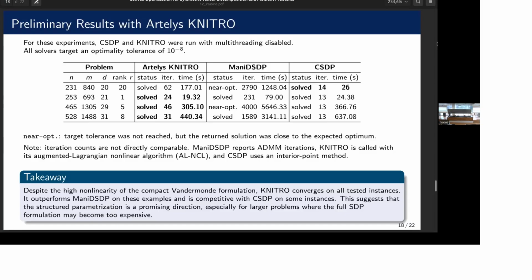Currently, we are trying to study whether we can obtain a certificate for solving this kind of problem to optimality, as done in the Burer-Monteiro formulation. But these results suggest that this direction of focusing on the Vandermonde decomposition problem is promising, and it can be competitive, especially when we have larger problems compared to the full SDP formulation.